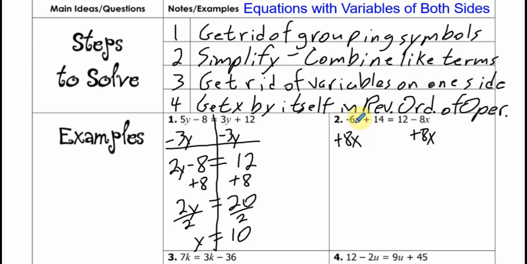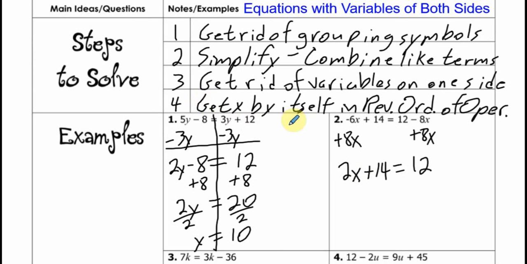All right, so now negative 6x plus 8x, 2x. Make sure you bring down the plus 14. It's still there. Equals. Then the right side, you've got 12 minus 8x plus 8x, opposites. They cancel out. Nothing to bring down there. So now again, we have 2 steps. On the left side is your variable. We got rid of it on the right side. You have 2 times x plus 14.